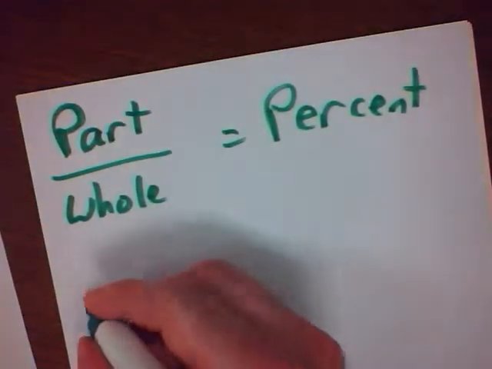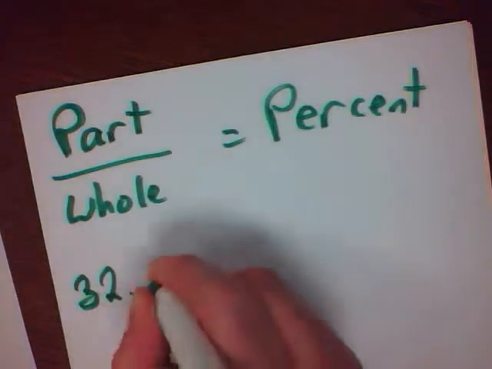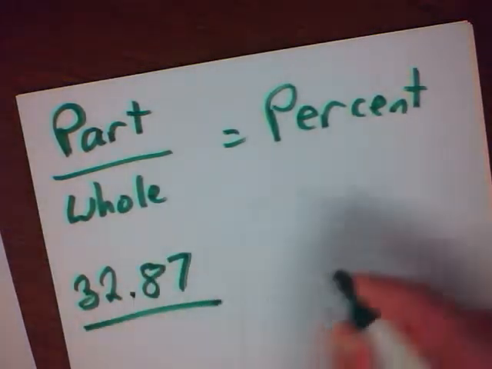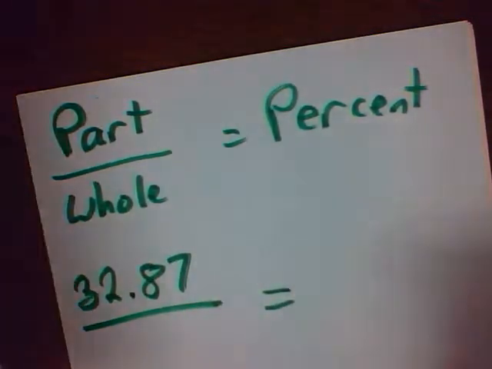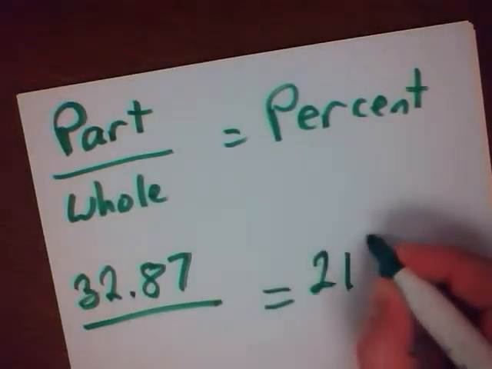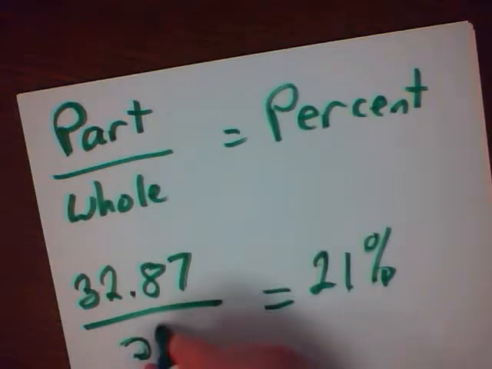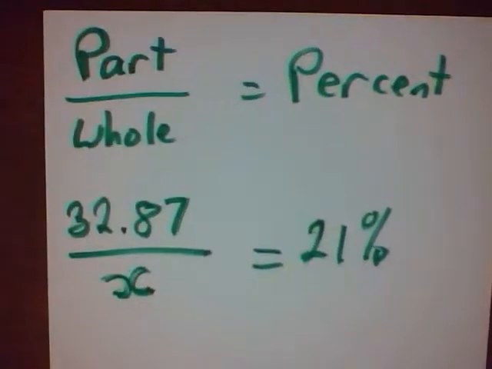This is the part. So I put the $32.87 into the part position, and then there was the interest rate. I put that here. And I put the X here. And then I went and solved the question. And if you need to remember how to do that, you can go back one video.